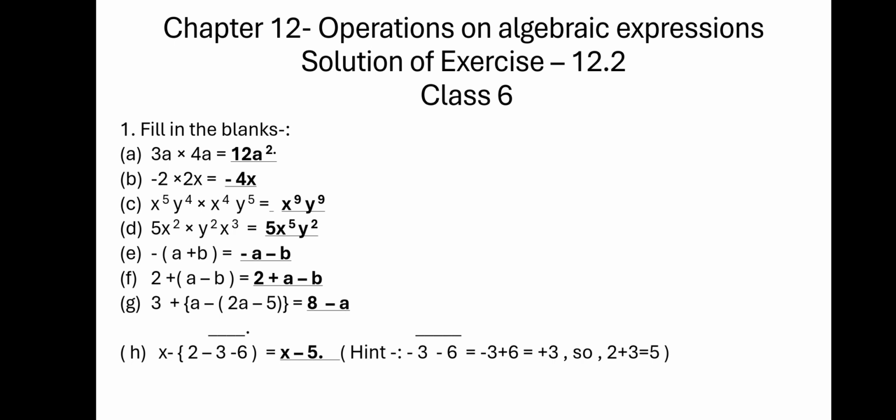H question. x minus, into bracket 2 minus 3 minus 6 under vinculum. So here I have given the hint. Negative 3 minus 6 under the vinculum means negative 3 plus 6, and that gives you positive 3, and therefore 2 plus 3 is 5, and therefore x minus 5 is the answer, because there is a minus sign before the curly bracket.